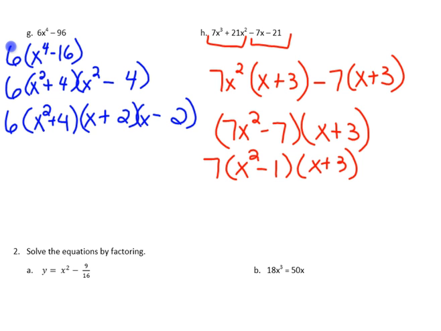Now I can factor x squared minus 1 into the difference of two perfect squares. The x plus 3 stays. So x squared minus 1 becomes x, 1, 1, one's a plus, one's a minus. And then I just do a double check of all my pieces. 7, I can't factor anything. X plus 1 is factored. X minus 1 is factored. X plus 3 is factored.